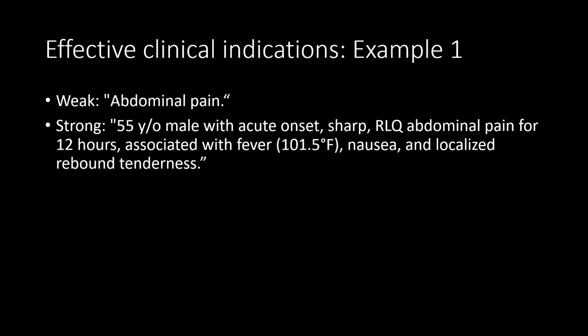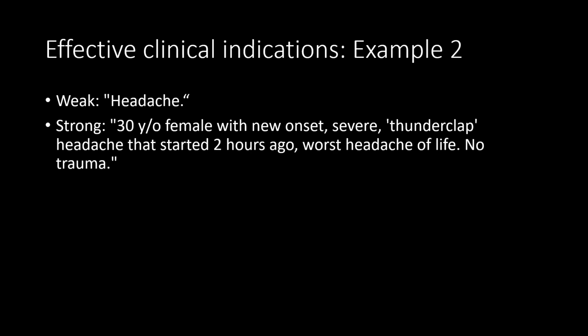A strong clinical indication, for example, would be 55-year-old male, presents with acute onset sharp, right lower quadrant abdominal pain for 12 hours. It's associated with a fever, they have nausea, and localized rebound tenderness, right? This is giving us the patient demographics, the characteristics of the pain, including its acuity, its character, and its location. We're giving some essential vital signs like they have a fever, and associated abnormalities, and then a physical exam finding. So when I, as a radiologist, see this in a clinical indication, I am already developing my differential diagnosis, and I know that likely a CT of the abdomen and pelvis with contrast is going to be the right study for the patient.